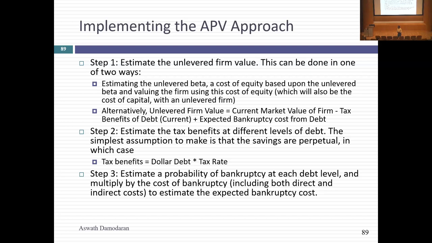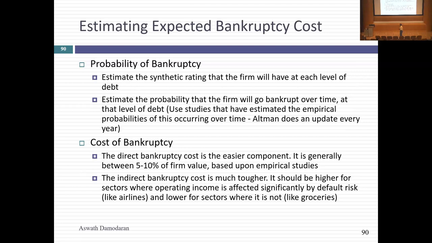The second component of the expected bankruptcy cost is what the actual cost is. And that is where it gets troublesome. I'm going to try, but I'm going to be very clear that even as I try, I'm feeling very uncertain about this number. So let's start with the easy half of this equation. Let's talk about the probability of bankruptcy. Remember how we got the rating for a company at every debt ratio? We used the interest coverage ratio to come up with the rating.